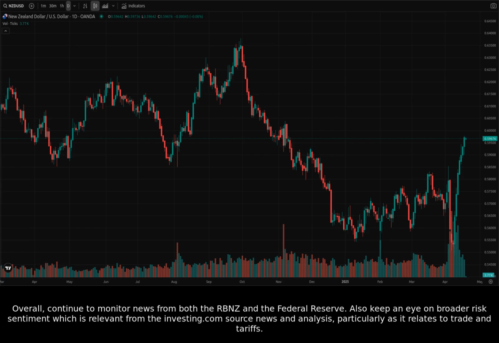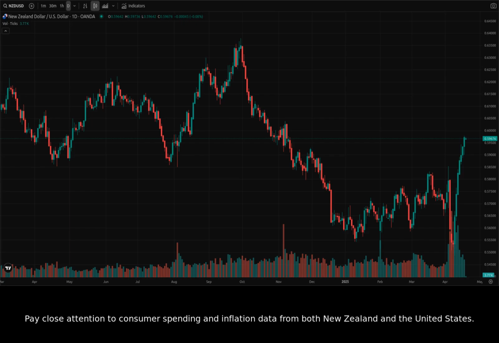Overall, continue to monitor news from both the RBNZ and the Federal Reserve. Also keep an eye on broader risk sentiment, which is relevant from the Investing.com source news and analysis, particularly as it relates to trade and tariffs. Pay close attention to consumer spending and inflation data from both New Zealand and the United States.